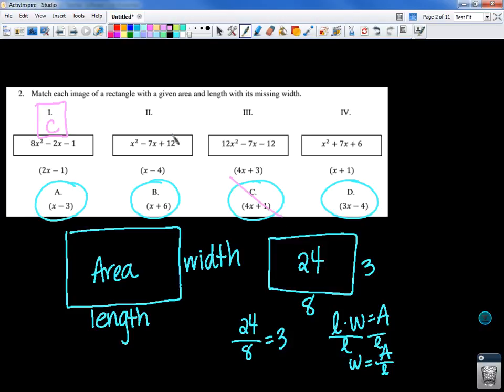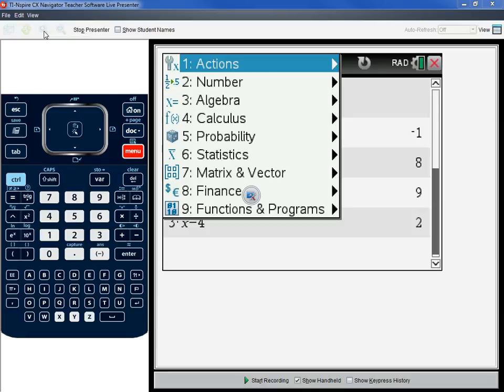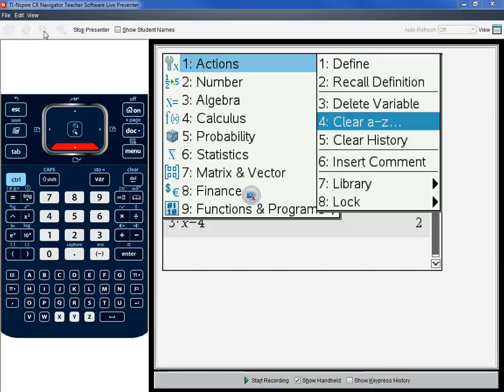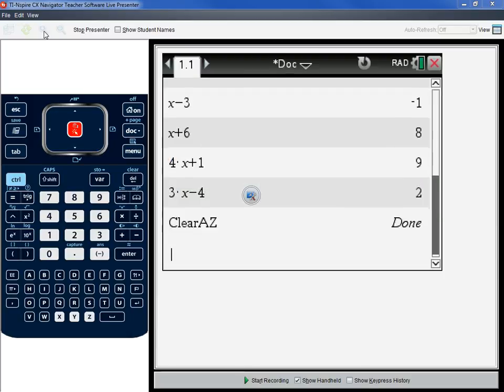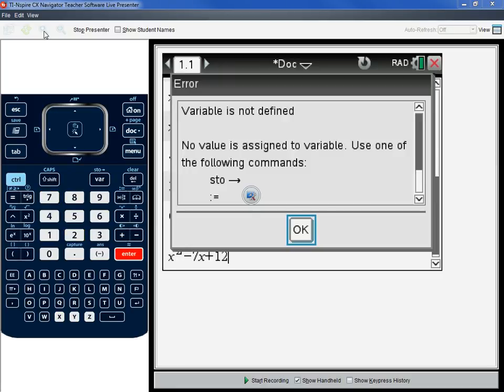Now I'm going to look at number 2. So I still have x stored as a value, but I'm going to go ahead and clear that out just to show you how to do that. I hit menu, then I'm going to go to actions, and then I'm going to clear A through Z. And I did that so you can see what happens if you don't have a value stored as the variable first. So I'm going to type in number 2, which is x squared minus 7x plus 12. And it tells me variable is not defined. And then it says I need to use store or control equals. All right?